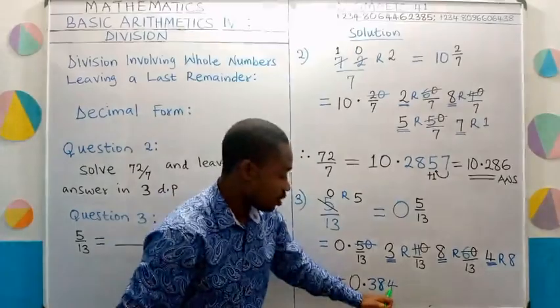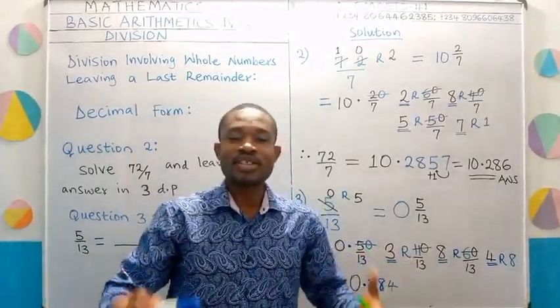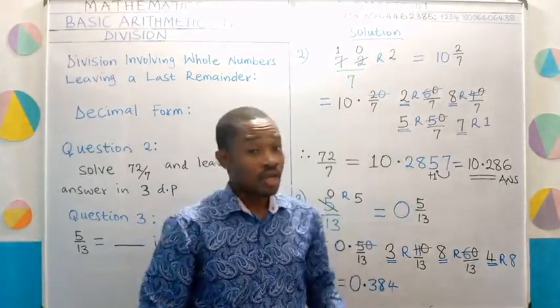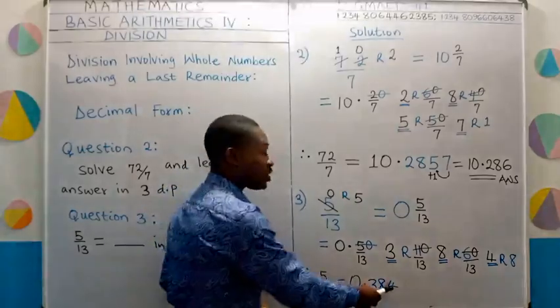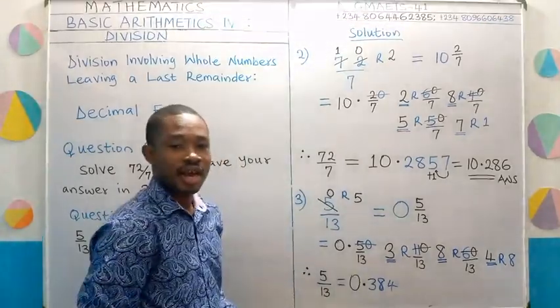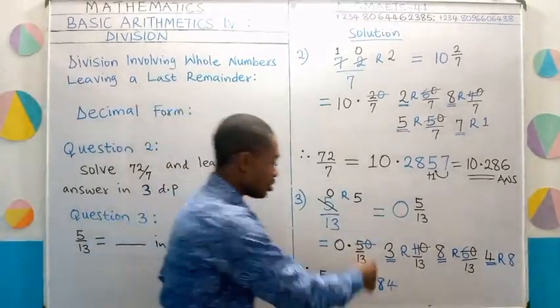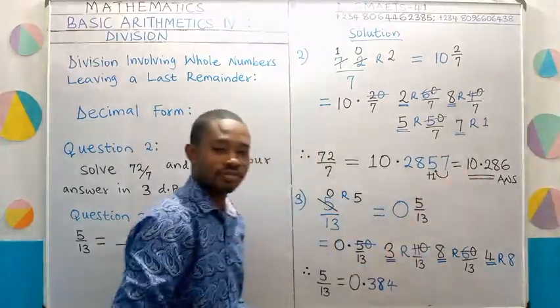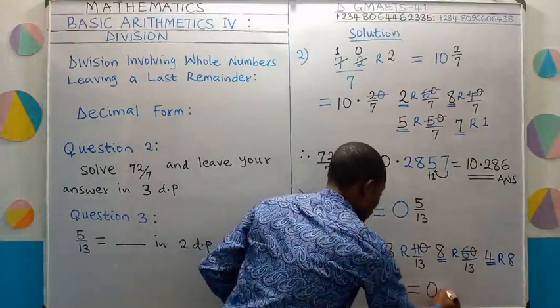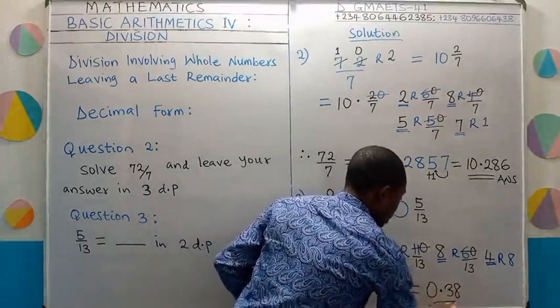This 4, is it up to 5? Because that is what will help you know whether you are rounding up or rounding down. And of course, as you can see, this 4 is less than 5. So you round it down. And how do you round down? Just change it to 0 and it goes off. Therefore, my answer will be equal to 0.38. Answer.